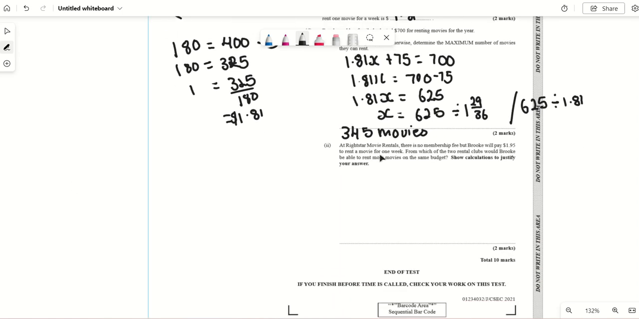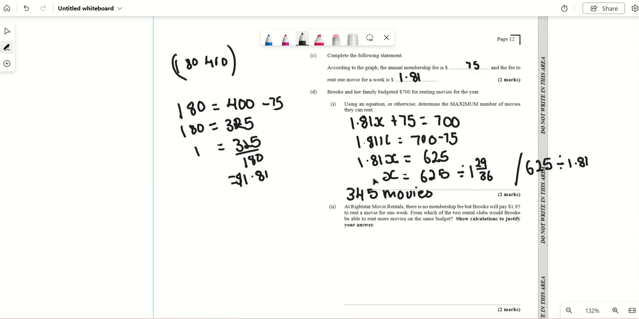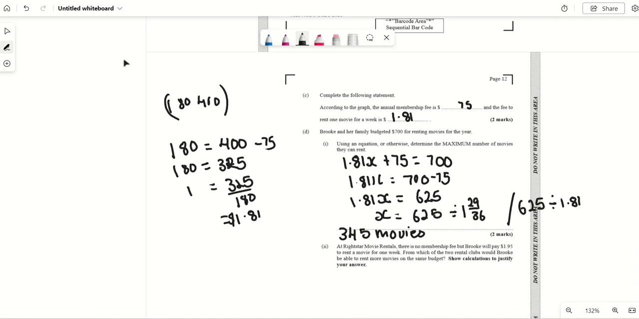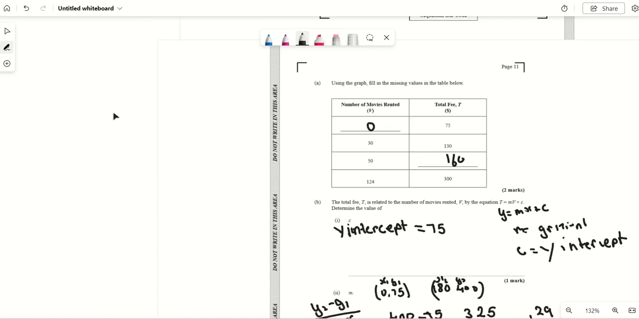Then we look at this. Right Star movie rentals. There's no membership fee, but Brooke will pay $1.95 to rent a movie for 1 week. From which of the two rental clubs would Brooke be able to rent more movies on the same budget? Her budget is 700. So we know that she would be able to rent 345 movies at the previous club that they were talking about.